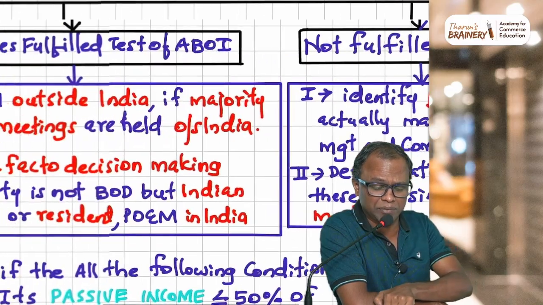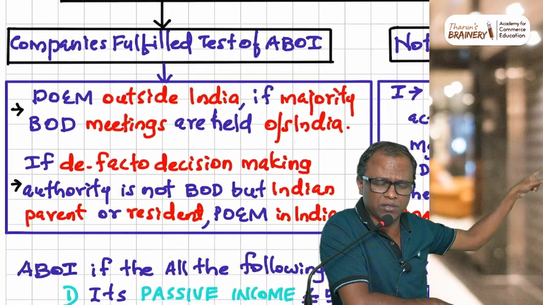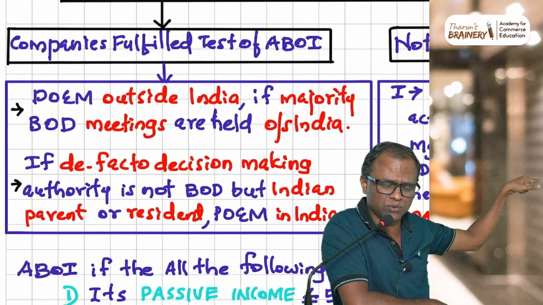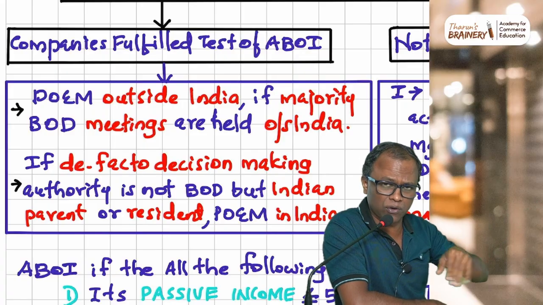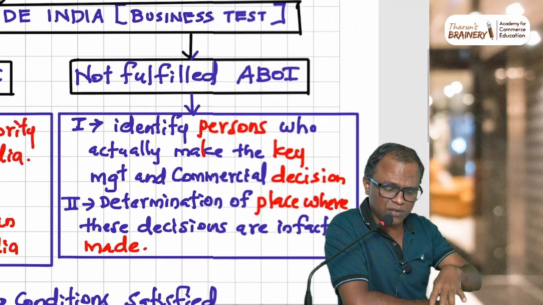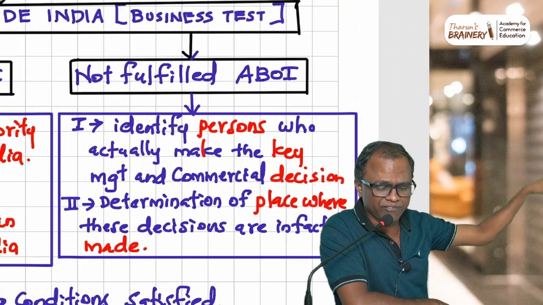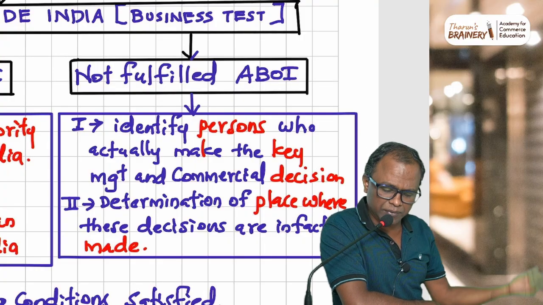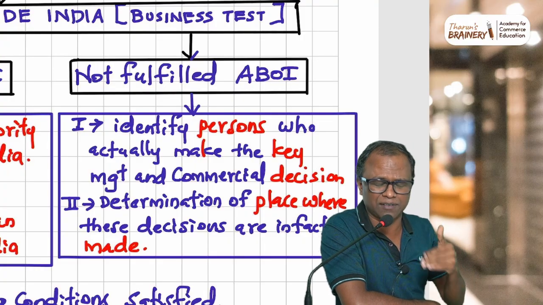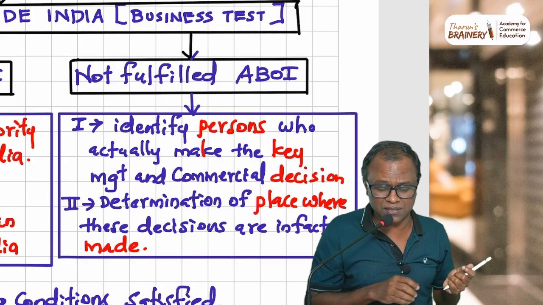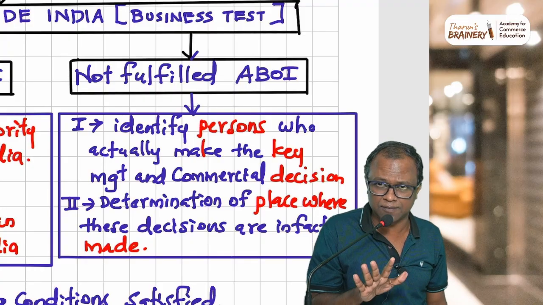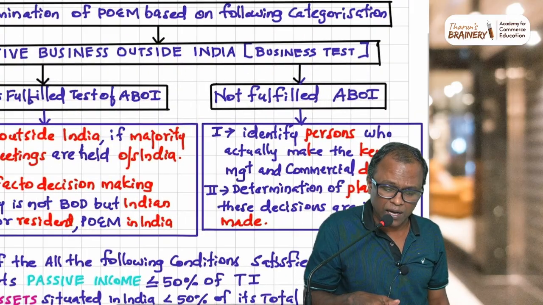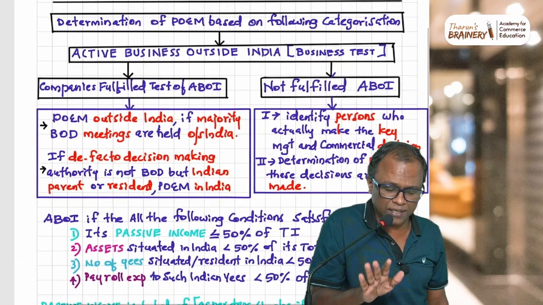So there is nothing to do with the number of board meetings. The number of board meetings will be considered only here, that is, if all the 4 conditions of the active business outside India test are satisfied. Otherwise, we will not look into that. In all other cases, we'll look into this criteria: identify persons who actually make the key managerial and commercial decisions, and determine the place where these decisions are in fact made. That is, the location of the persons at the time of taking the decision must be taken. So this is the rule for active business outside India and the corresponding POEM guidelines.